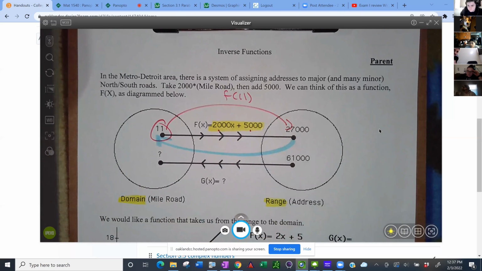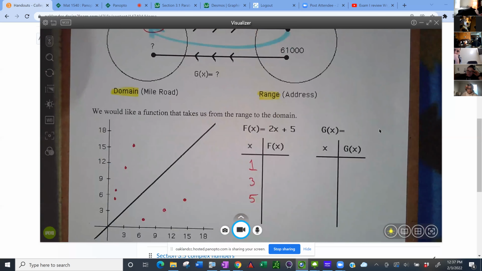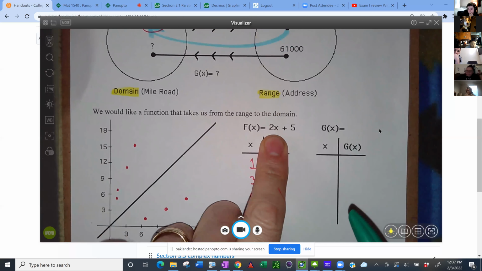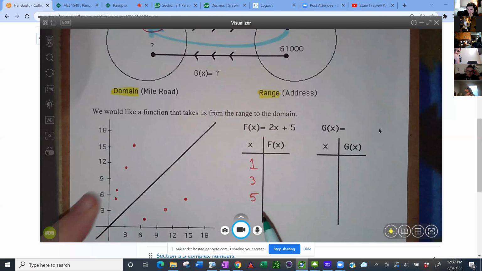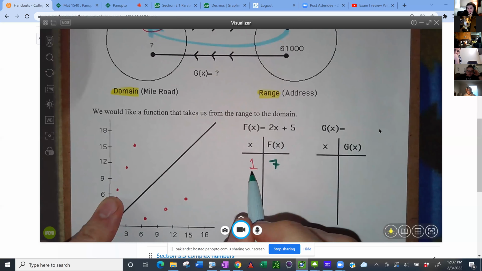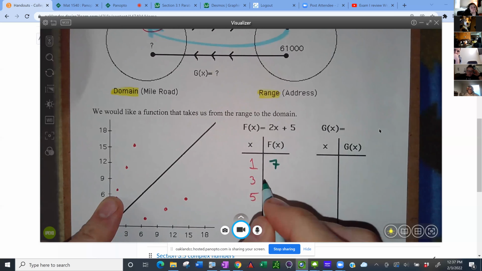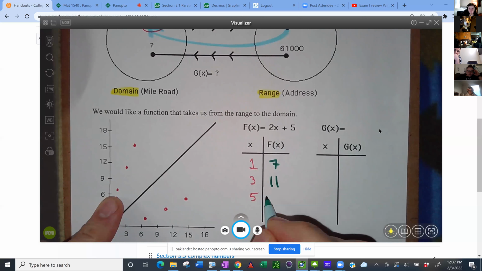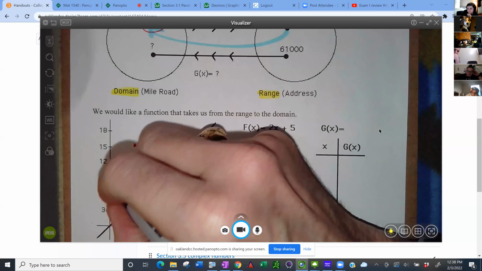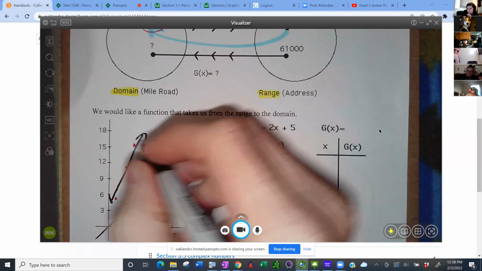So let's think about this a little bit more carefully. Now for convenience, I'm going to rewrite my function. Instead of writing it in thousands, I'm just going to write it as 2x plus 5 instead of 2,000x plus 5,000. So that means if I put in a 1 for x, I get 7. So 1 mile road would be in the 7,000 block, or 3 mile road would be in the 11,000 block, and 5 mile road would be in the 15,000 block. Actually, you should just write 15 there. Assuming that this went all the way that far south, it might not go that far south. But here are our points right here. And that's our function, y equals f of x.